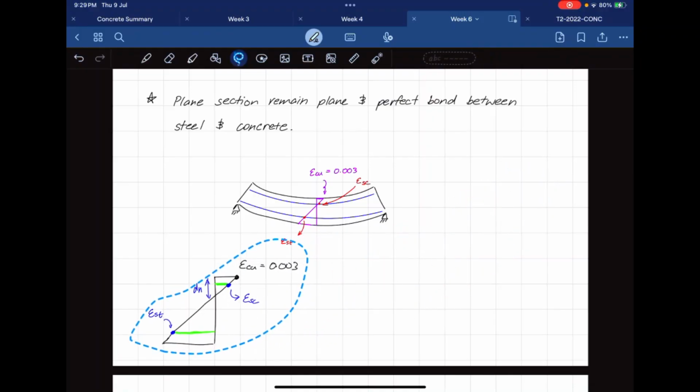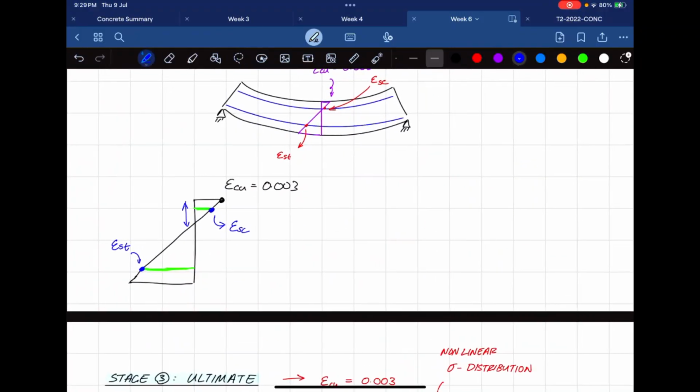Actually, I'll just use this example right here. So let me make this a bit clearer. From here to here is dn. From here to here is going to be dsc. And we know that from here to here is 0.003. So if I'm doing similar triangles, let's take that top triangle for example.